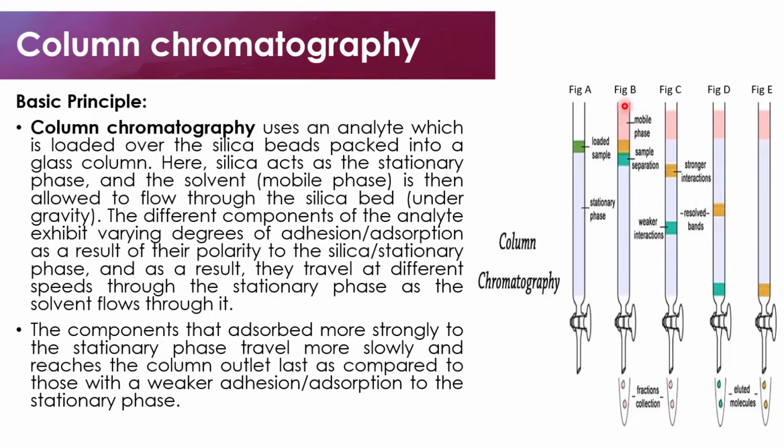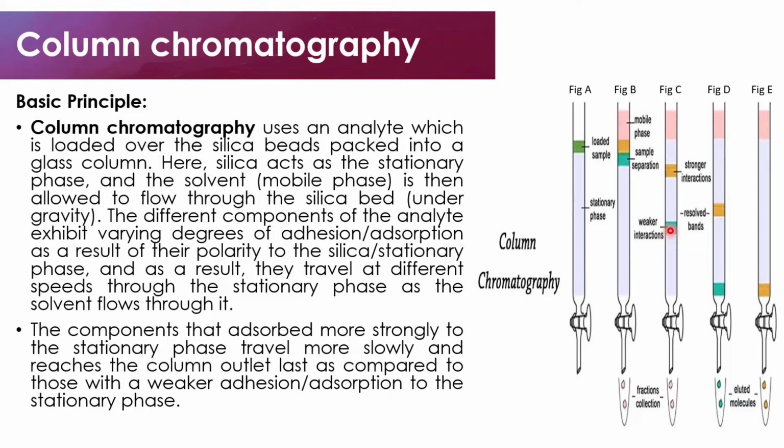Figure B explains how the various components of the test sample separate as they move through the stationary phase in the column. Figure C explains how the separated components interact with the stationary phase as they travel through the column. The green resolved band has a weaker interaction, adsorption or affinity for the stationary phase, and therefore travels at a faster rate through the column to its outlet and elutes first.